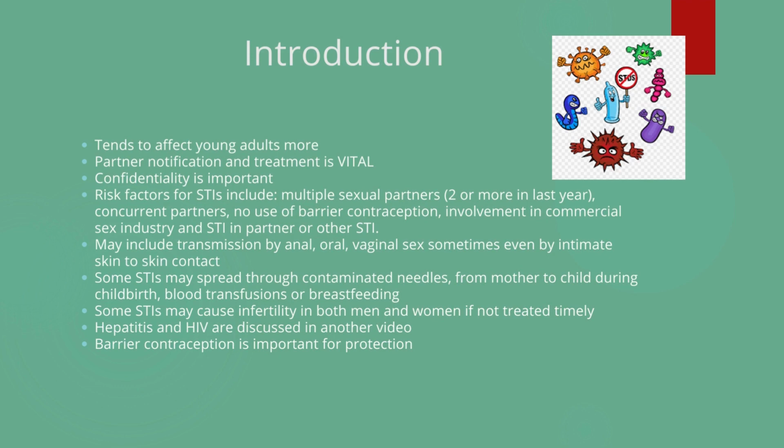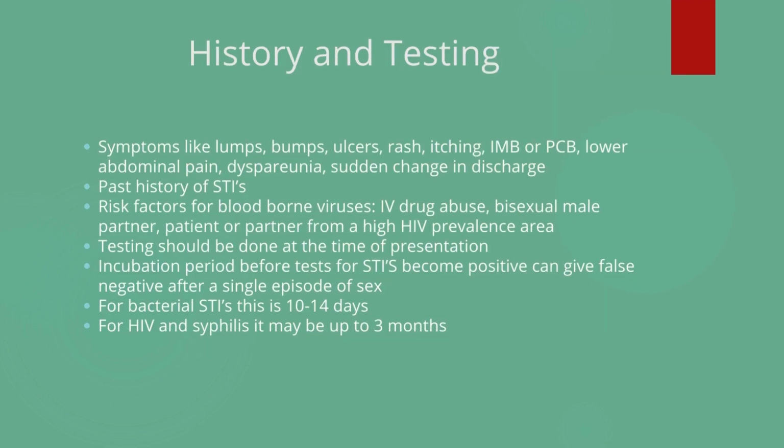Some STIs may spread through contaminated needles or vertical transmission from mother to child during childbirth or through blood transfusions or breastfeeding. Some STIs can cause infertility in both men and women if not treated timely. Hepatitis and HIV are discussed in another video, and barrier contraception is very important for protection against STIs.